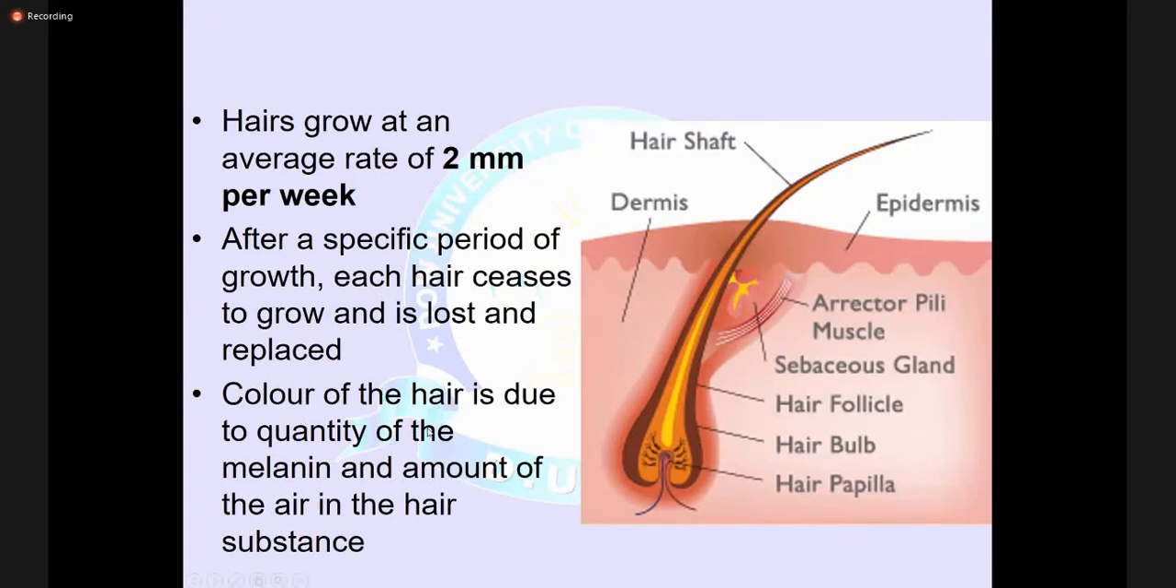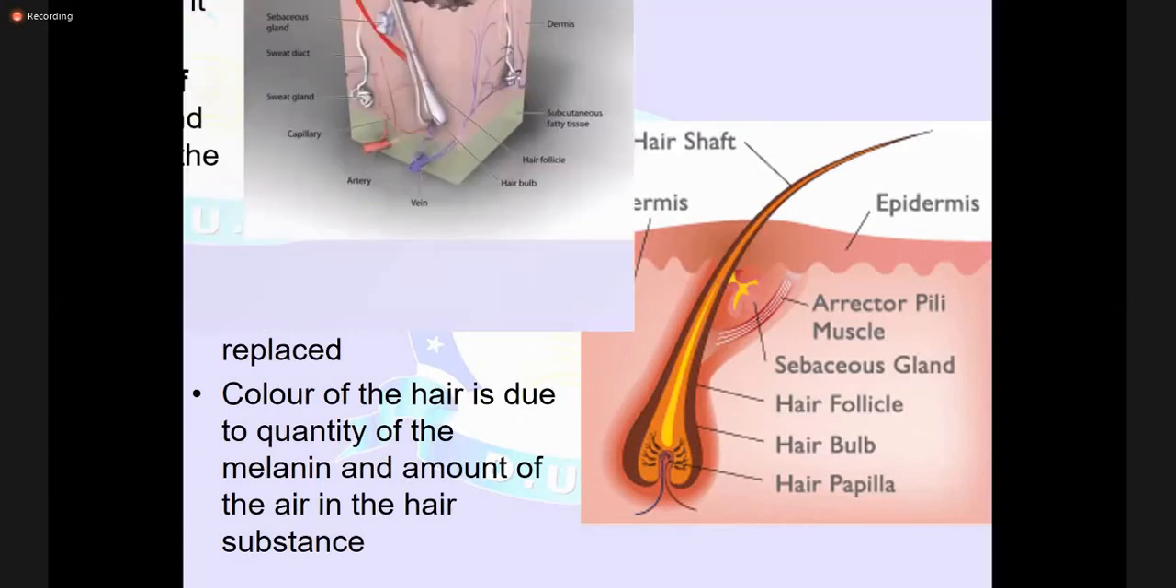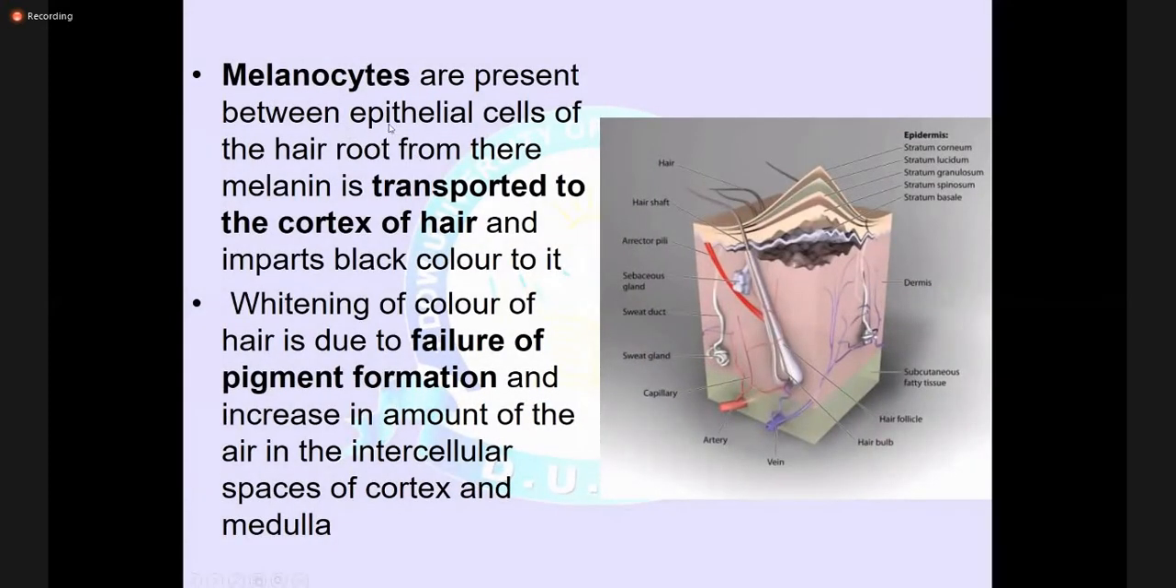Now the color of the hair is due to the quantity of the melanin pigment and the amount of air that is present in the cortex. The melanocytes, which are present between the epithelial cells of the hair root, form there and are then transported into the cortex of the hair, right? And they impart black color to it. So they are going to occupy the cortical portion. Whitening of the hair color is due to a failure of pigment formation and an increase in the amount of air in the intercellular spaces of the cortex and the medulla.